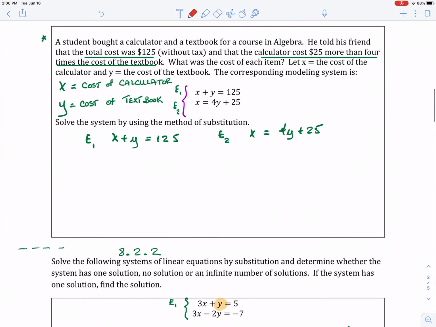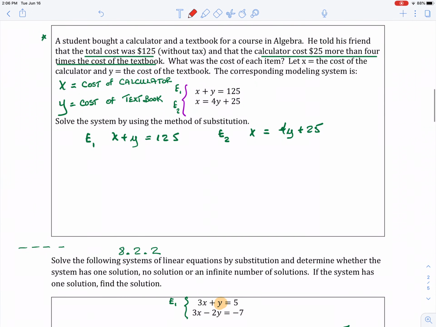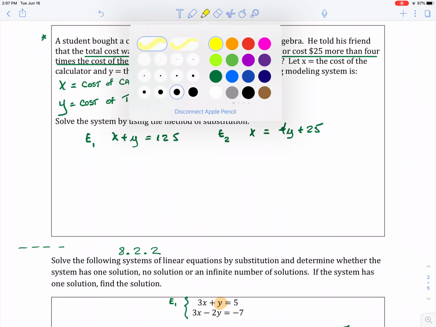All right, so I wanted to do a word problem with you before we stopped. This is one where the equations are already set up, but we're working our way toward situations where you'll have to set up your own equations and solve. So we've got a situation here where a student bought both a textbook and a calculator, and the total cost was $125.